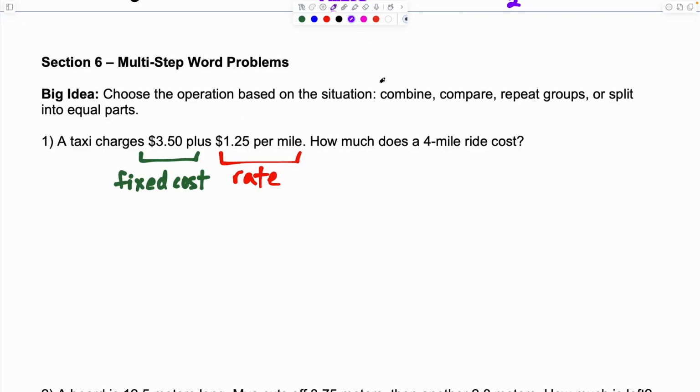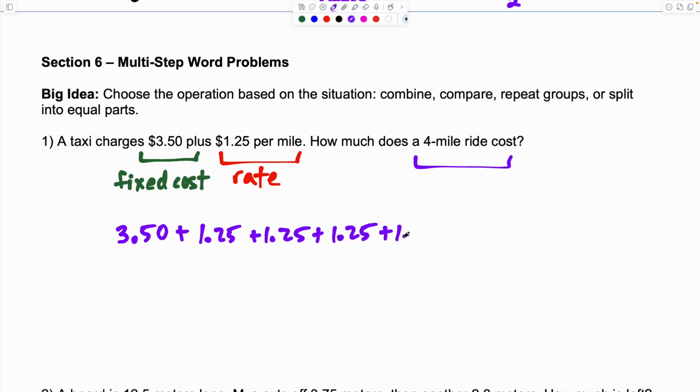So if we want to know how much a 4-mile ride costs, we have to consider how to build up the total bill, or the total price of this ride. So it's $3.50 just to get into this taxi. And then if we're going 4 miles, we're going to be charged $1.25 4 times. Okay, so for each mile, we're getting charged $1.25. This is for the first, second, third, fourth mile. But repeated addition we could replace with multiplication. So we could do $3.50 plus $1.25 times 4.